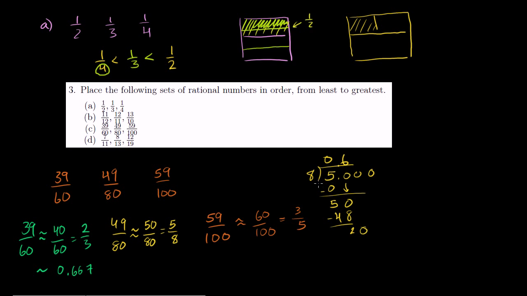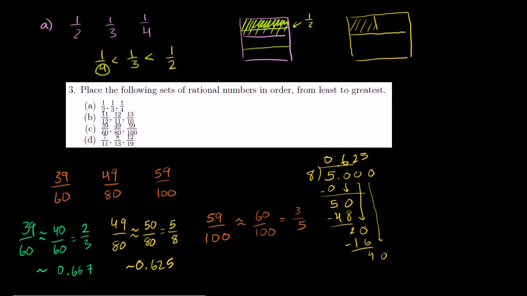Bring down a 0. 8 goes into 20 2 times. 2 times 8 is 16. Subtract, you get a 4. Bring down this 0. 40. 8 goes into 40 5 times. So this right here is 0.625. Not exactly. It's a little bit less than this. This is a little bit less than that.